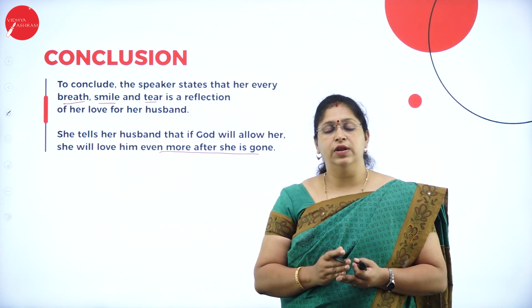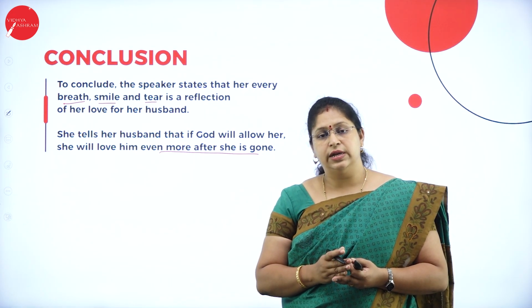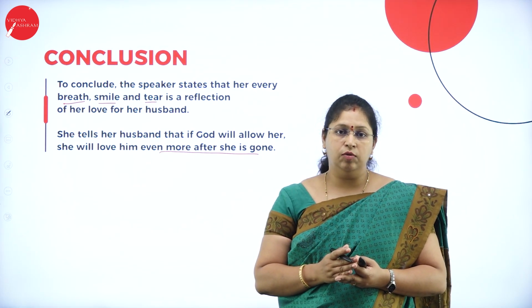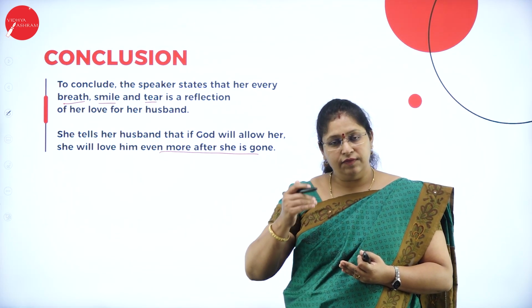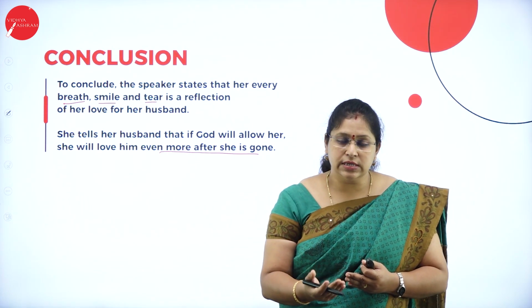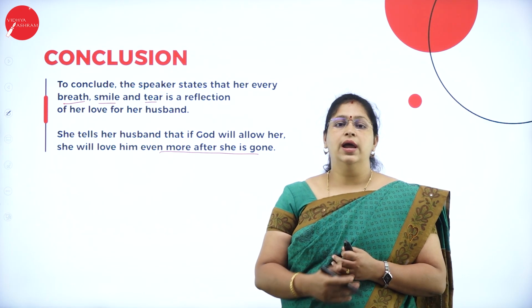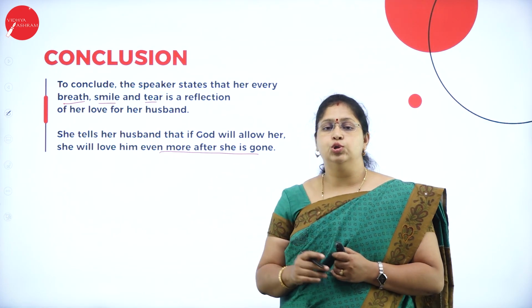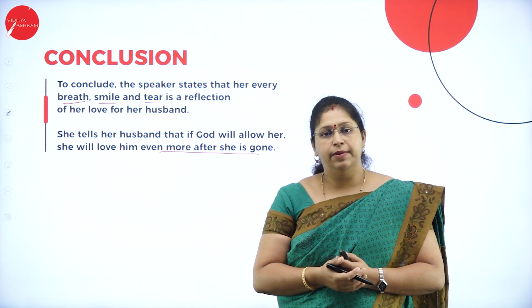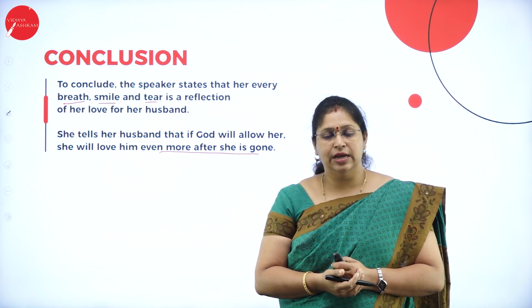Today in this poem, we learnt the importance of the title, we learnt about the poet, and we learnt what is the theme of the poem. Then we discussed a line by line explanation, and we discussed some of the question answers also, and finally the conclusion. Hope you have understood this poem very well and you will be able to answer the questions in your examination.